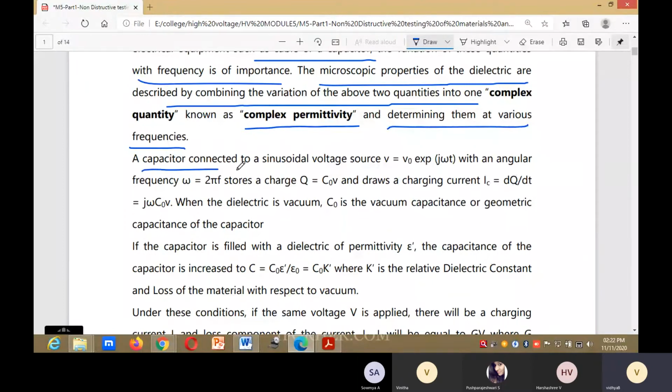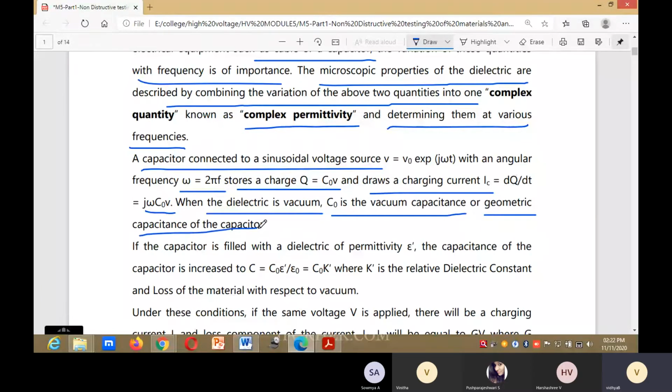A capacitor connected to a sinusoidal voltage source, that is V = V0 e^(jωt), with an angular frequency ω = 2πf, stores a charge Q = C0 V and draws a charging current IC = dQ/dt = jωC0 V when the dielectric is vacuum. C0 is the vacuum capacitance or geometric capacitance of the capacitor.